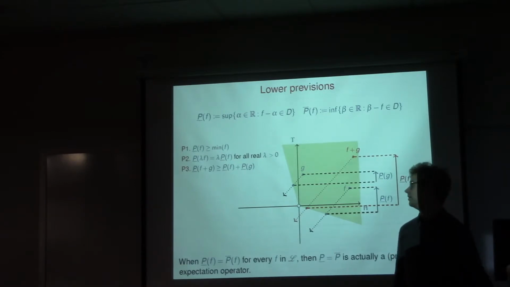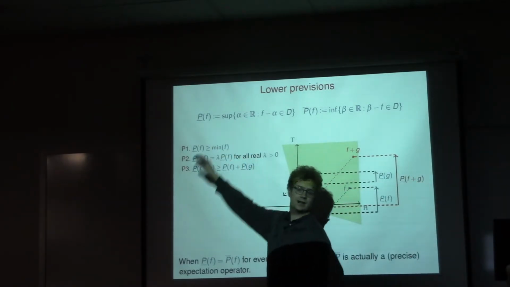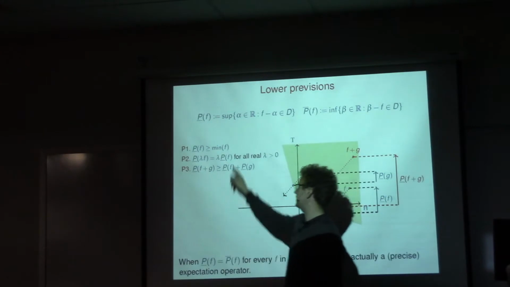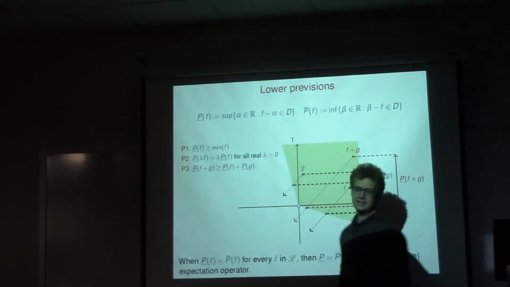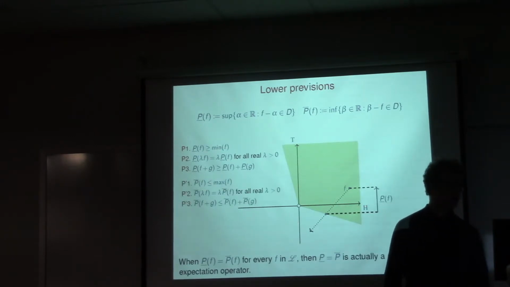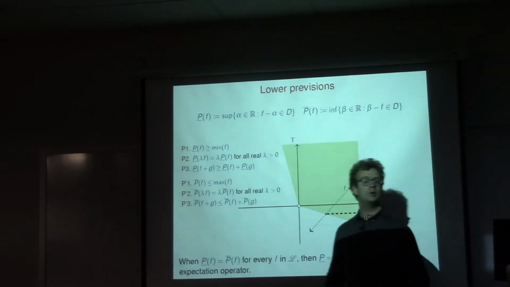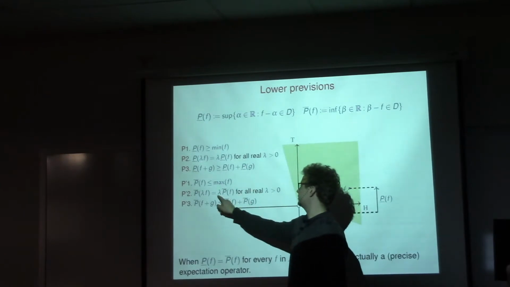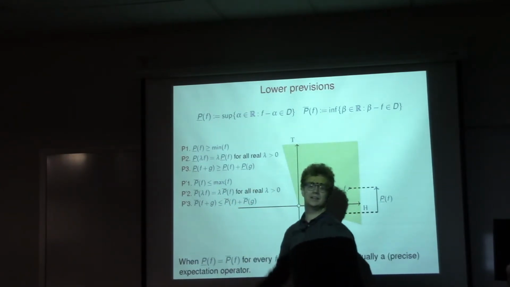Okay, so as soon as any functional on the gambles satisfies those three things, it is derived from a set of desirable gambles. What are the axioms for upper previsions? It's also bounded, it's positive homogeneous, and it's subadditive.